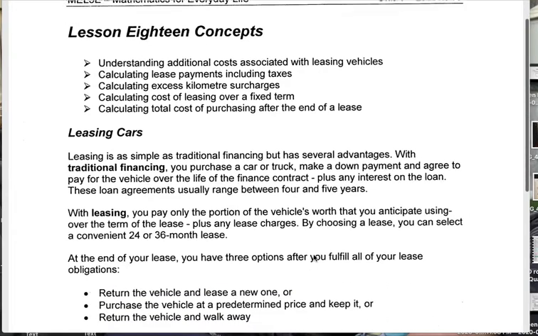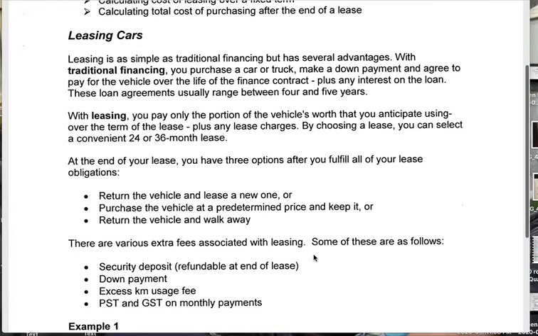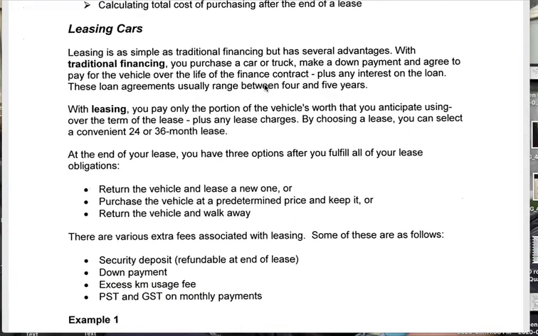So looking at leasing cars, leasing is as simple as traditional financing, but it has several advantages. With traditional financing, you purchase a car or truck, make a down payment, and agree to pay for the vehicle over the life of the financed contract, plus any interest on the loan. The loan agreement usually ranges between 4 and 5 years. With leasing, you pay only the portion of the vehicle's worth that you anticipate using over the term of the lease, plus any lease charges.